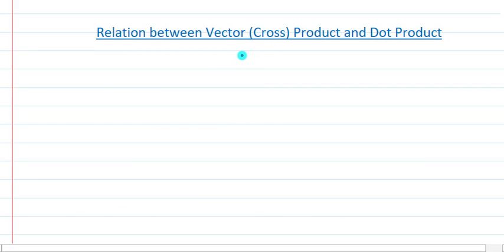Now it is time to know whether there is a relation between the vector product and the dot product or not. Yes, we have a relation between these two. Let us find out this relation. Let us start with the cross product. Let me take two vectors A and B and write modulus of A cross B. Now as we know, modulus of A cross B can be expressed as modulus vector A, modulus vector B, sine theta.